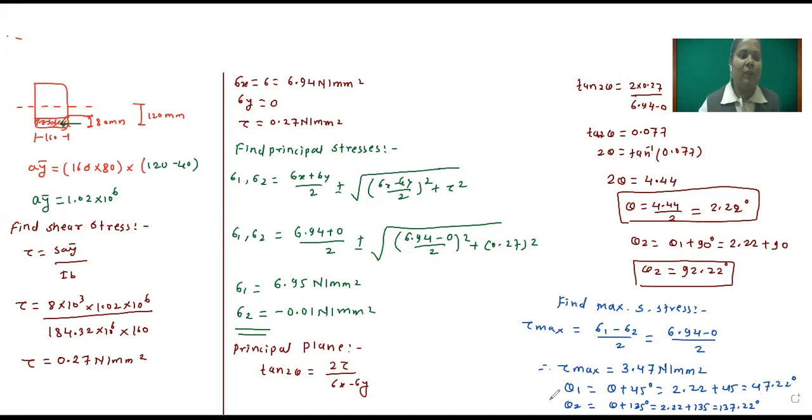Got it? So whenever you have to find the principal stresses in a beam, first we have to find the normal or bending stress, then the shear stress. After getting the normal bending stress and shear stress, we are able to find the principal stresses. Okay, so please write it down fast.